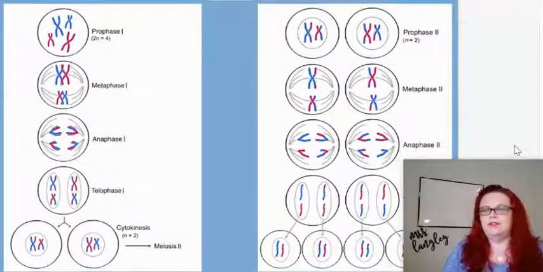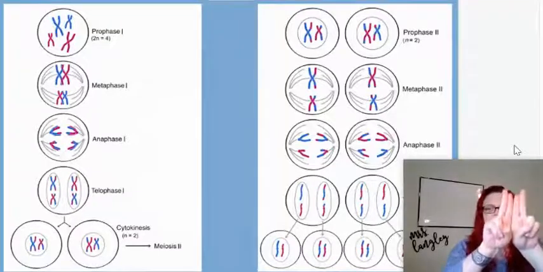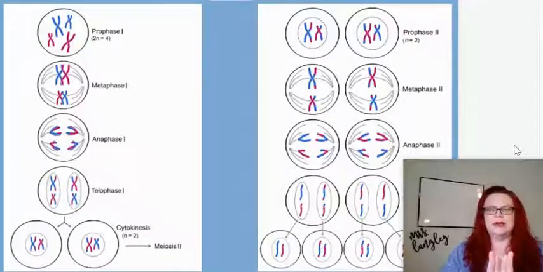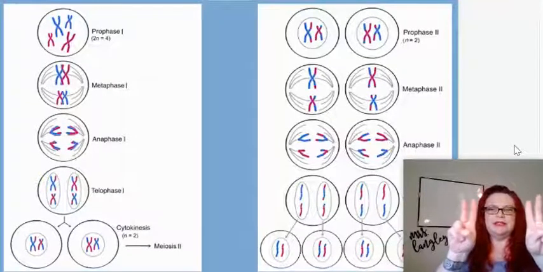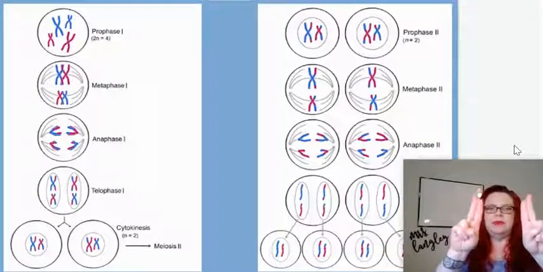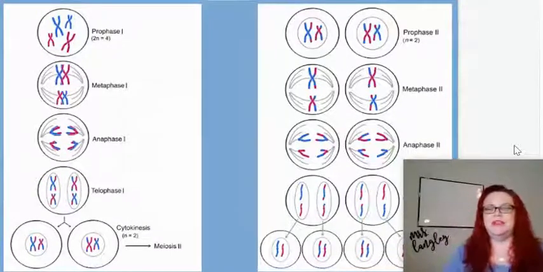Now, during metaphase 1, they're going to line up in their pairs. So we keep the buddy system. But then during anaphase 1, those buddies are split up. Now notice they still keep their copies, but they split up. Then we wind up making 2 cells.